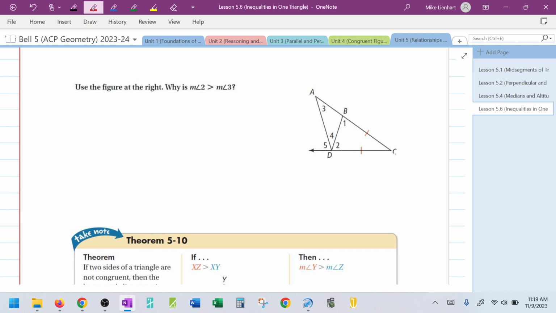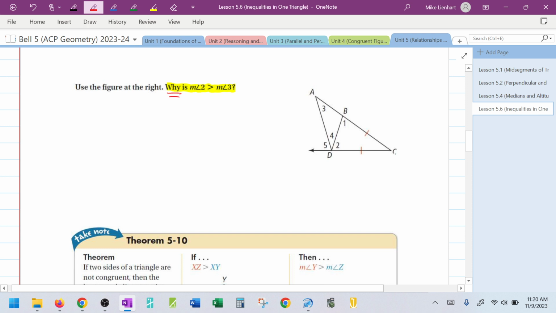Okay, so I look at this image right here and they want me to determine why the measure of angle 2 is greater than the measure of angle 3. Because of this word why, I know what I have to do is demonstrate my thinking process almost in the form of a proof, but I don't have to make it formal in the sense of statements and reasons.